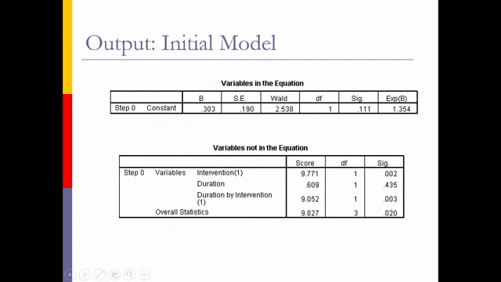All right, what was in the equation? Again, it's just that constant, so it's really not telling us too much. Next table is what was not in the equation. So we had intervention, duration, and duration by intervention. And these overall statistics are nothing more than our residual. You can also think of it as our chi-square statistic.